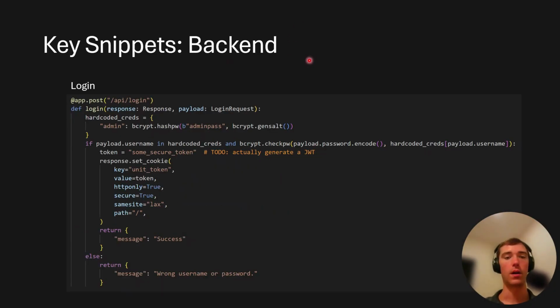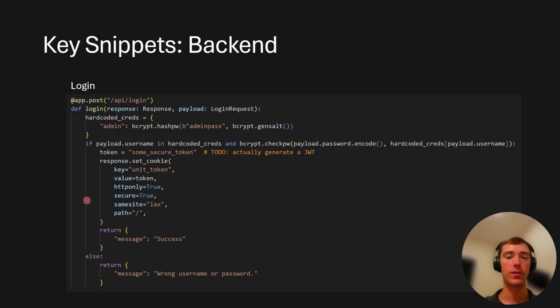Now here's what the login route looks like. Right now, it's just hard-coded credentials. The username is admin, and the password here is admin pass, and it's using bcrypt to hash that password. So if we didn't want to hard-code that into the program, we could store the hashed password in a file, and then this admin password would not actually exist anywhere. It would just be the hashed password, which is the most secure way to do passwords.